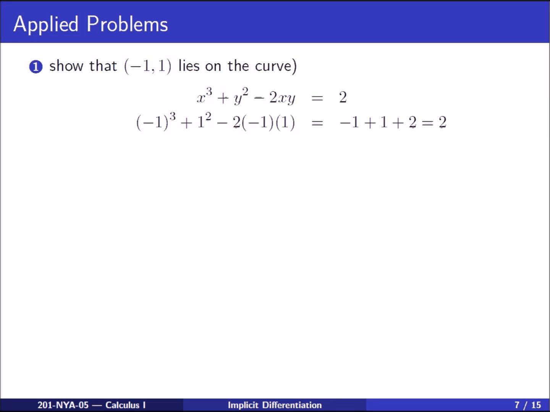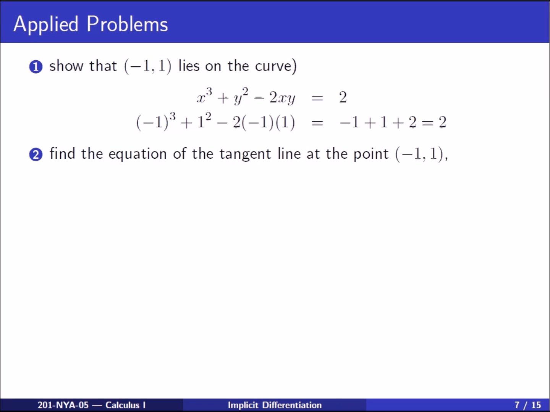So replacing x by minus 1 and y by 1, we get that overall the left-hand side is equal to minus 1 cubed, which is minus 1, plus 1 squared, which is 1, minus 2 times minus 1 times 1. So the minus signs cancel out to give us a plus, we get plus 2. So we get minus 1 plus 1 plus 2, and that is indeed equal to 2, which shows that this point lies on the curve.